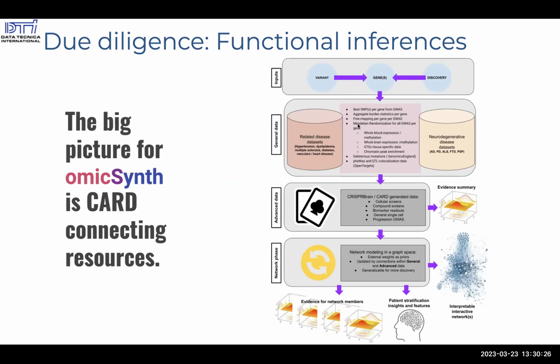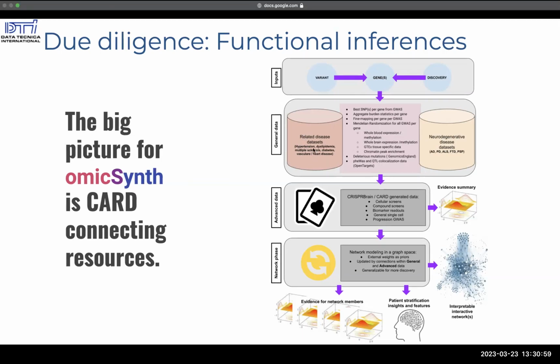pathways of genes. Mendelian randomization, information about whole blood expression. Is that gene expressed in the blood? Is that gene expressed in a different organ or tissue? So we have all this data associated with the gene information. And not only do we have that for neurodegenerative disorders on the right, but also for related disease data sets, including hypertension, diabetes, heart disorders. So these are all disorders associated with neurodegenerative disorders.